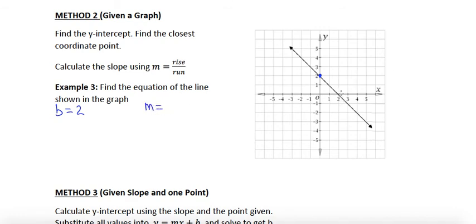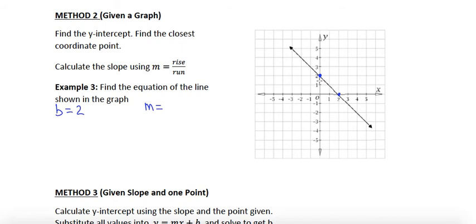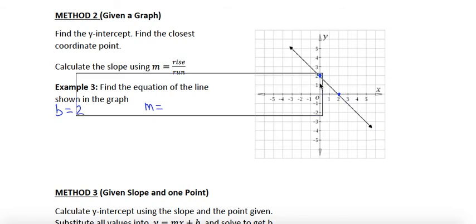So I'm going to use this x-intercept right here because it's nice and easy for us to use those two points. So I'm going to calculate my rise and my run using my right triangle.